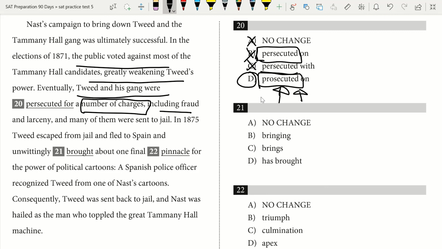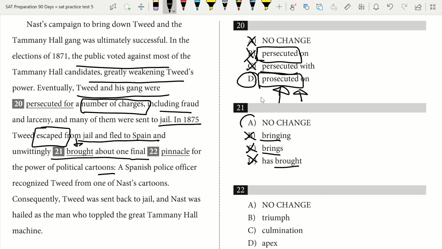Now we got 21. In 1875, Tweed escaped from jail and fled to Spain and unwittingly brought about one final something for the power of political cartoons. Okay, he brought about something. Yeah, that matches our tense. This is obviously a tense question because we have all the same root word here. That's matching tense. Okay, brought is past tense. Past tense escaped here. Okay, he escaped and brought. Okay, both of those need to be past tense. So we need to maintain A for our answer for 21.